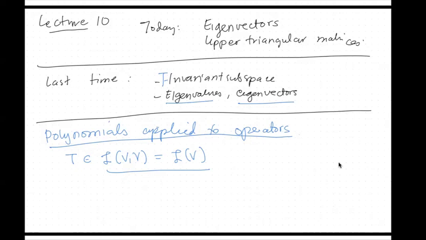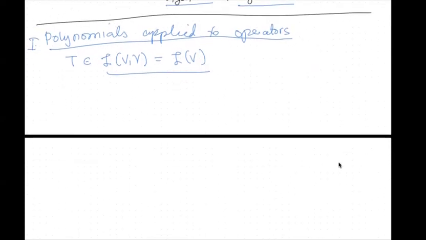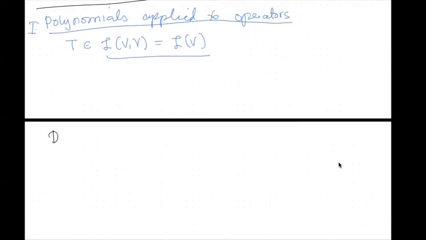Okay, and then we can think of this as the key concept of applying a polynomial to an operator. So let me define that properly, starting with number 1. Suppose T is a linear map, or a linear operator, an operator, and here m is a positive integer.